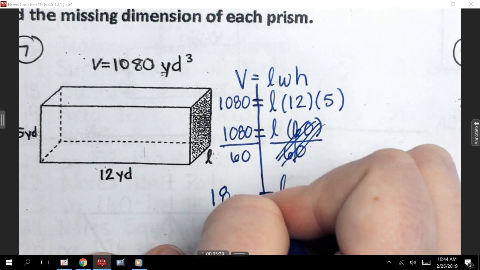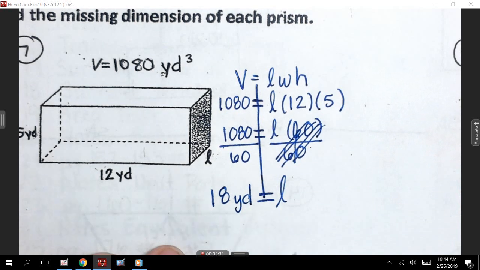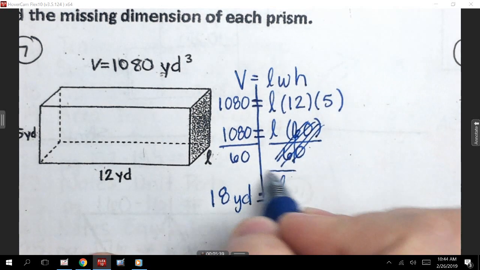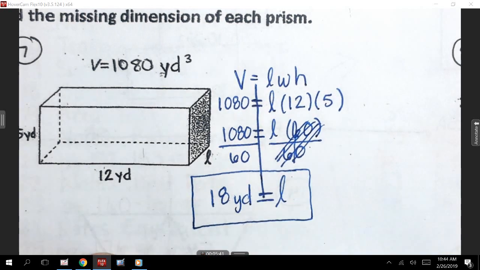Yards. Do I need a 3? No. Do I have a V? No, that's an L, guys. That's not a V. If it's an L, do I need a 3? No, you only use the 3 if you have a V. Okay, so that's an L. We don't need the 3. All right, guys, that's how you're going to set up number 8.